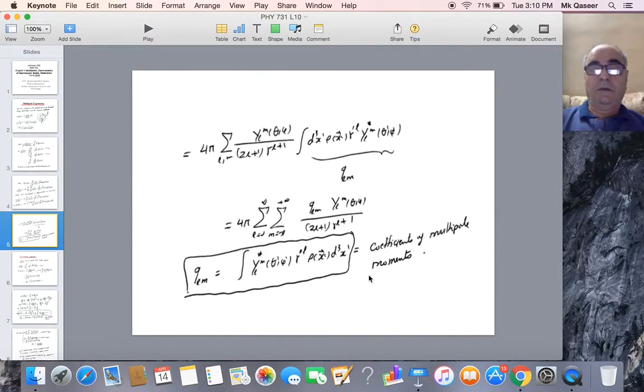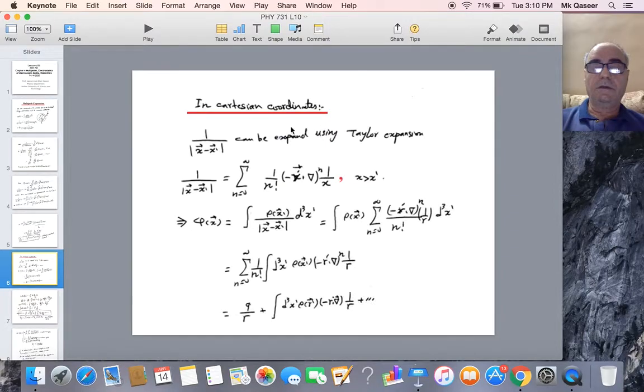Now let us rearrange this expression. The primed quantities give what's called the q sub lm, the coefficients of multipole moments. So phi can be written in this form, where q sub lm are the coefficients of multipole moments.